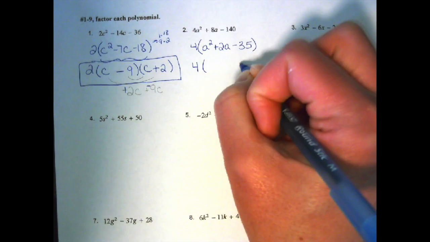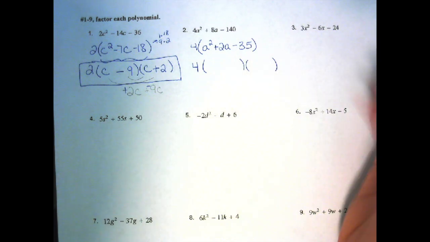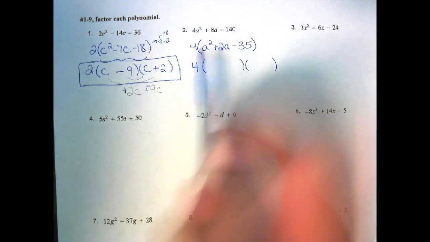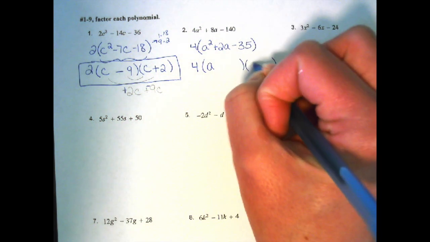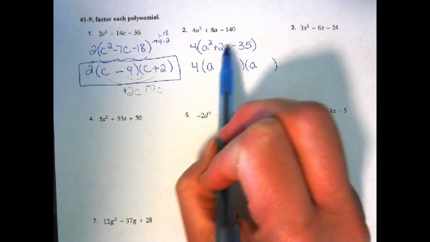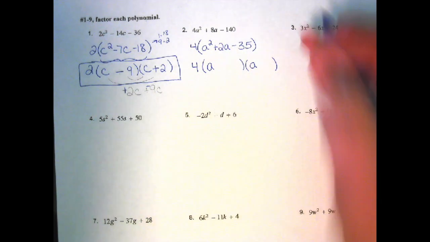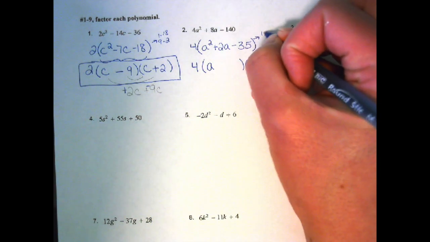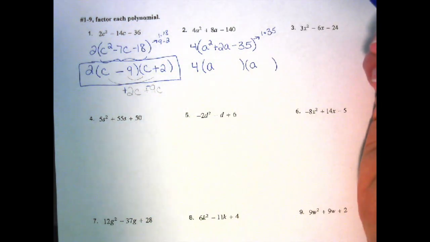Now that I have it down to this stage with the coefficient of 1, I'm just going to pull the 4 out and put my 2 binomials. And then I'm going to ask myself what multiplies to get a squared. So a times a. What's going to multiply to get 35 that will combine to become a 2. So again, I know it's probably not going to be 1 times 35 because that doesn't get me to a 2.